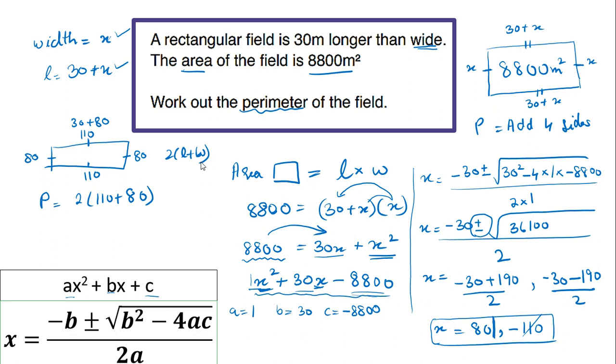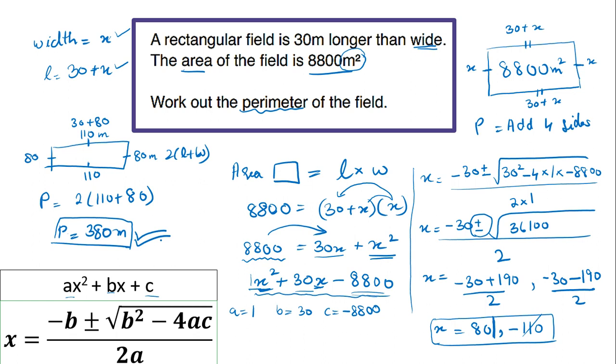So 110 plus 80 is 190, times 2 gives me 380. If you even break it down and do 110 plus 110 plus 80 plus 80, that gives you 380. So therefore, my perimeter is equal to 380 meters. Why do I say meters? Because I already know that the area was in meters squared, which means that all these lengths were in meters. Therefore, the perimeter is also in meters. So my answer is perimeter is equal to 380 meters.